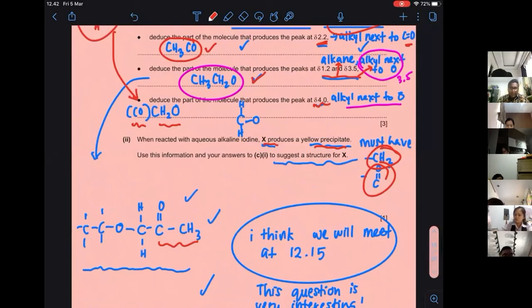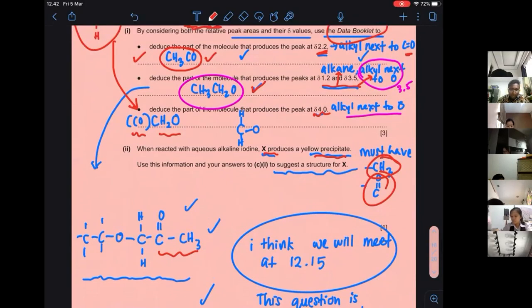This one I already determined. But I still have the CH3, CH2O. And then I still need to include carbon double bond CH2O. So I need to figure out how am I going to put this. How am I going to do this?